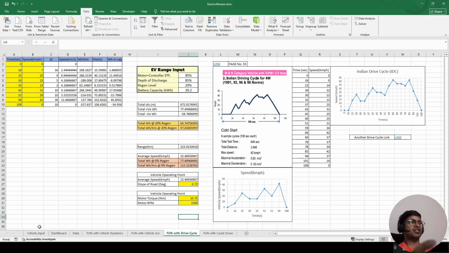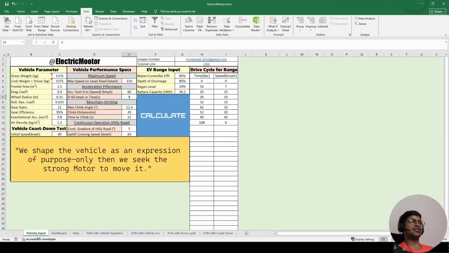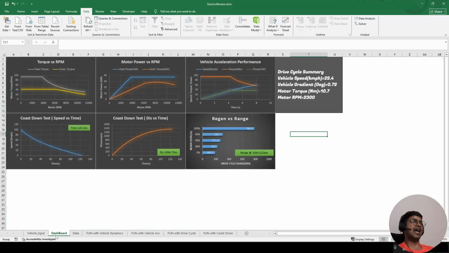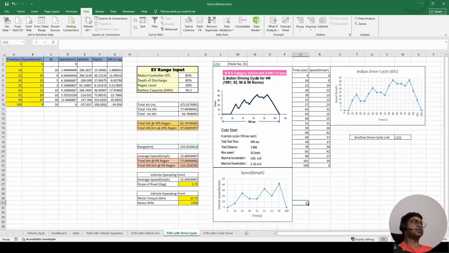But just to give you a gist of it, you have to come here and put your drive cycle data, then the motor plus controller efficiency, depth of discharge, regenerative, and battery capacity. You just have to hit the calculate button, and then you will get the result in this dashboard. This is where you get the drive cycle summary, the vehicle speed, the road gradient, the motor torque, and the motor RPM. And here you will get the idea of the range. I'm going to discuss in detail how to operate this in automation mode. So this is all about drive cycle discussions. Let's go to the next set of discussions.